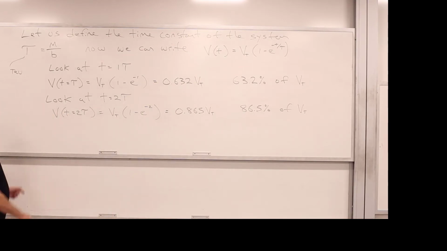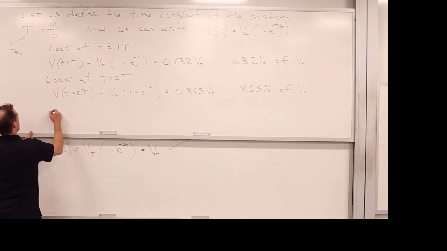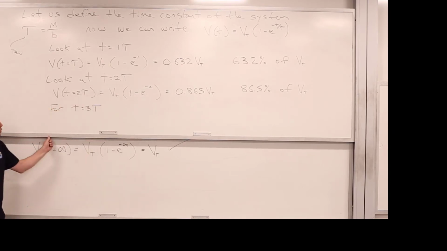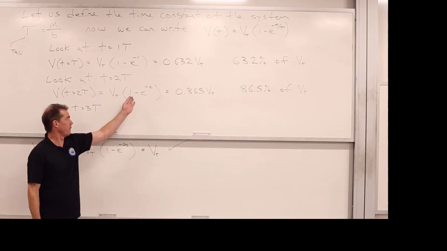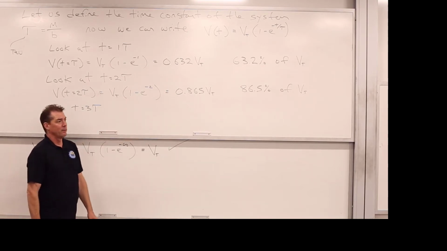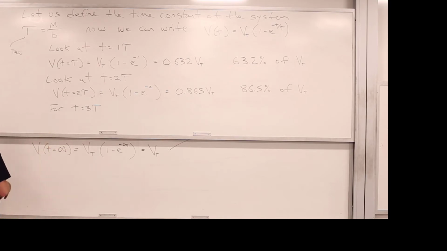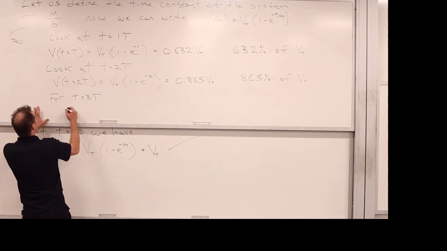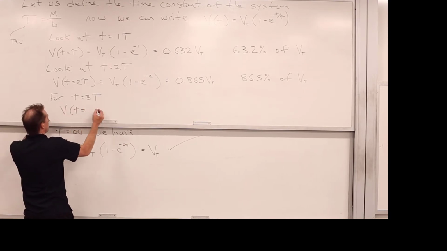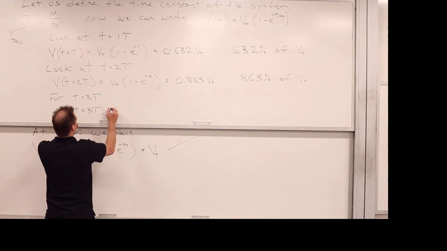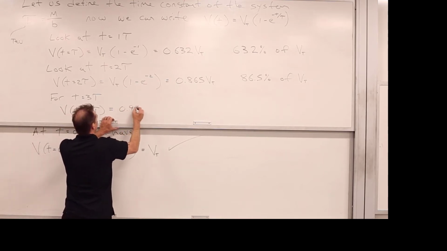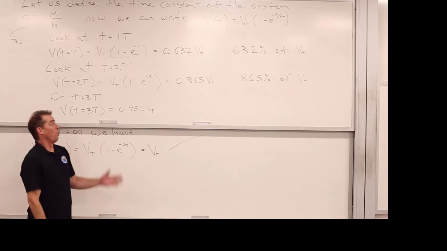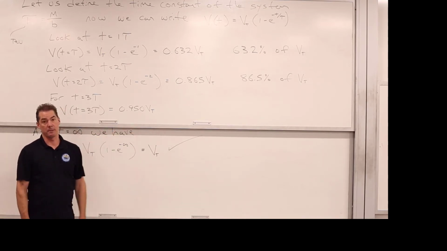We can keep going with this. Look at three time constants. For v is equal to 3 tau, what are we going to get? We're going to get 1 minus e to the negative 3, which comes out to be 0.950. So we've got ourselves the v of t is equal to 3 tau, gives us 0.950 v sub t, or 95% of the maximum speed.